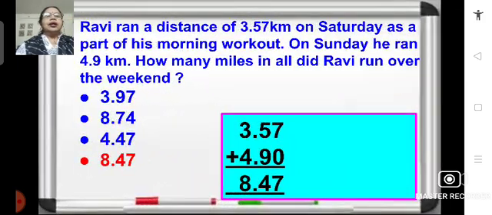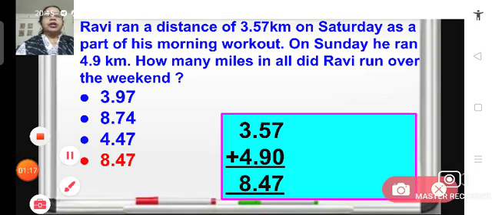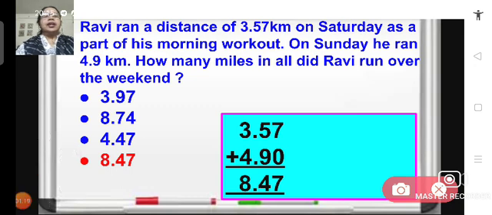Now, next question. Ravi ran a distance of 3.57 kilometers on Saturday as a part of his morning workout. On Sunday, he ran 4.9 kilometers. How many kilometers in all did Ravi run over the weekend? That means what we have to do? We have to add both the distances that he ran. So, it will be 3.57 plus 4.90. When we add them, what do we get? We get 8.47. So, which option is right? It is option D.